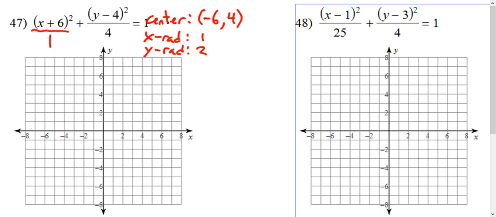So the center is (-6, 4), so we'll start by placing our point at (-6, 4). And then we'll measure the x radius to go left and right. So we'll go one space to the right and one space to the left. And our y radius, which is 2, so we will go up 2 and down 2. And then just do your best to draw the ellipse. Make it as smooth as you can. And there you go.